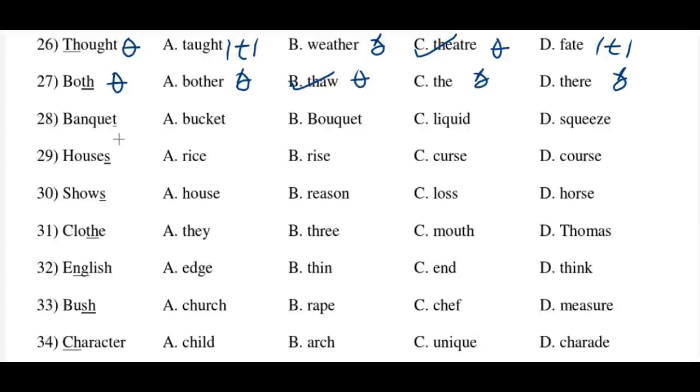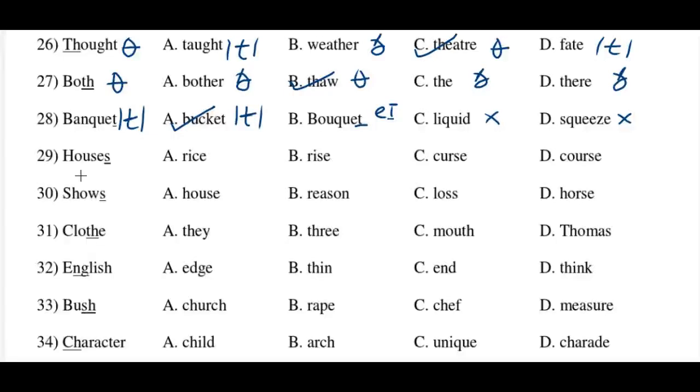Alright, 28. Banquet. So the consonant sound on the line is ts, and that is what we are looking for. In option A, we have bucket. Option B, we have bouquet. So this T is silent. Bouquet. That's what we have in option B. Option C, liquid. It doesn't contain T. And option D, squeeze. It doesn't contain T. So the correct answer is bucket.